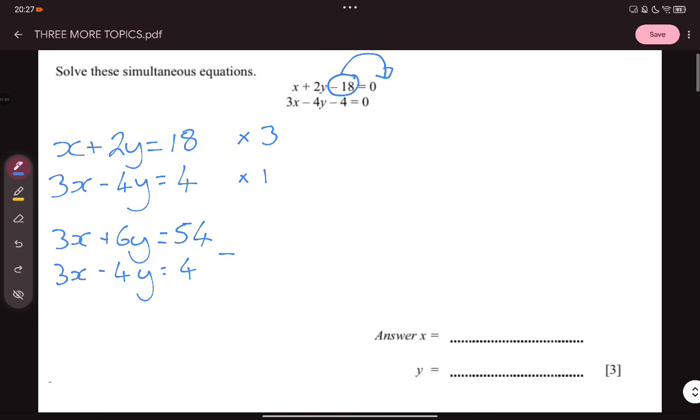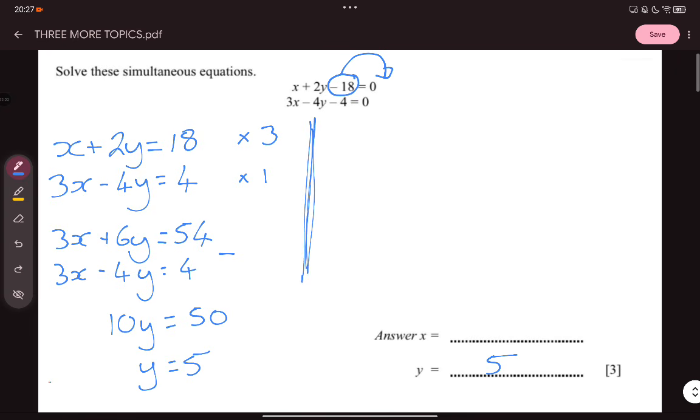Then we subtract, which is the place where we have to be extremely careful. 3x minus 3x, that's 0, so the x's will be out of this for the moment. 6y minus negative 4y, so 6y plus 4y, 10y. 54 minus 4, 50. So 10 times y equals 50. Well, it's quite reassuring that we get a nice number there, so y equals 5.